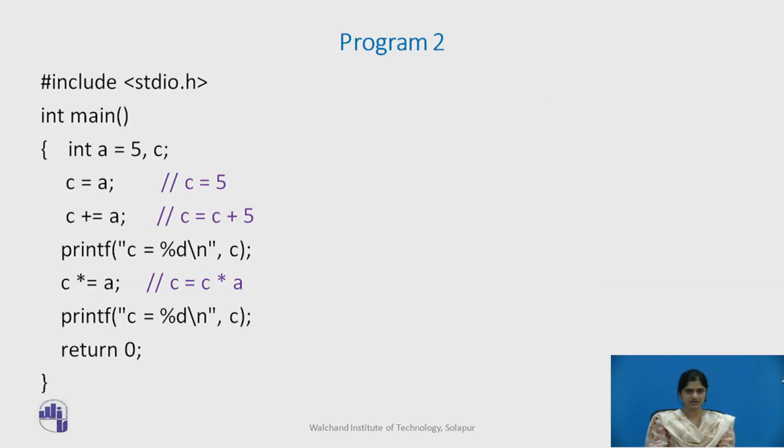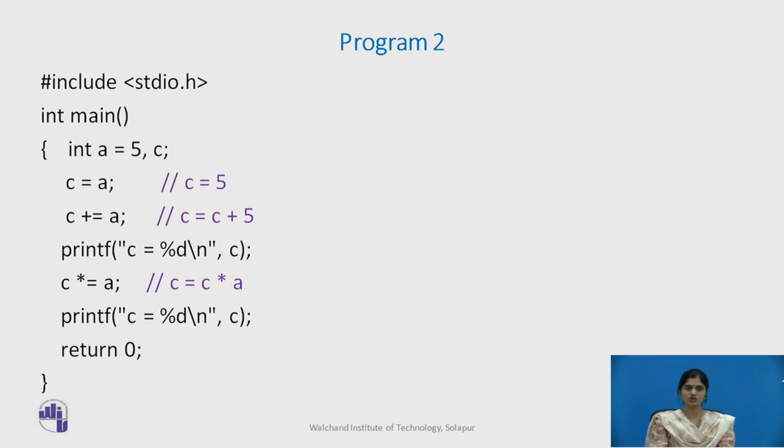This is the second program dealing with the assignment operators. Here we have variables a and c of type integer. The value 5 is given to a. First the is equal to operator is used. C is equal to a. So is equal to has two operands. The value of the operand on the right hand side will be given to the operand on the left hand side. So a value is 5. Now c will become 5.